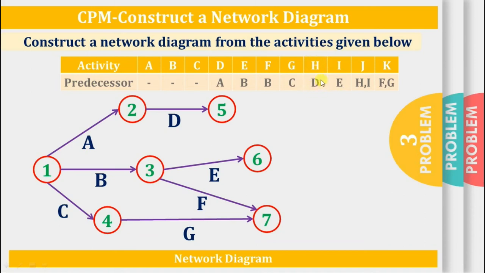Activity H has predecessor D, so H will be here. Activity I, predecessor is E, so I will be here. But you observe here activity J has predecessors H and I, so it will merge here. Let's draw. So H, I and J. So activity J has predecessors H and I.